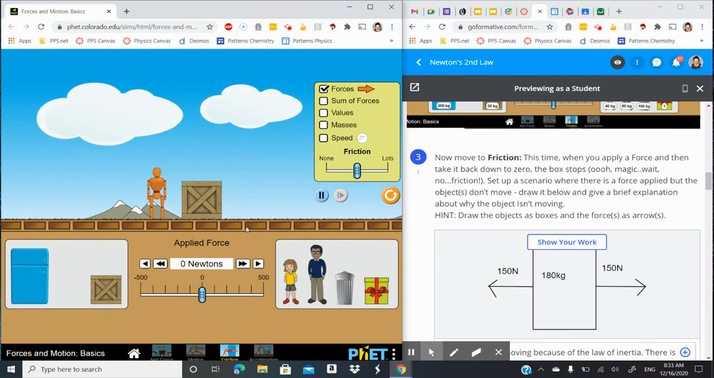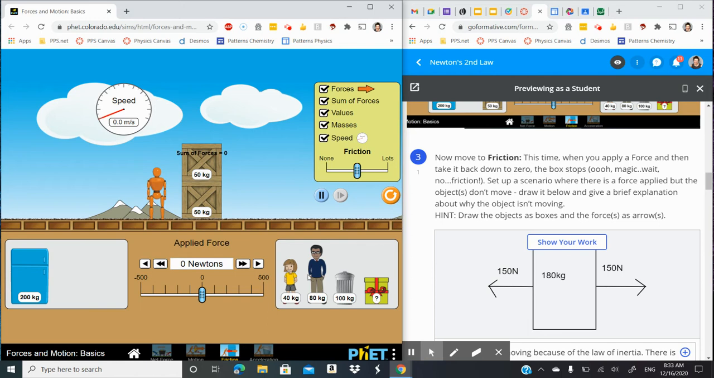There we go, the box stops. It's not magic, that's friction. So set up a scenario where there's a force applied but the object or objects don't move. So I'll go ahead and stick a couple boxes on top of each other. I'll put this man on top of the boxes.